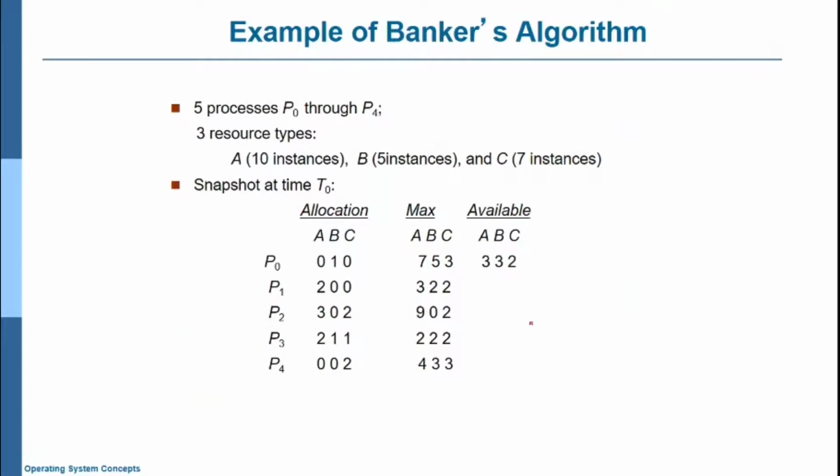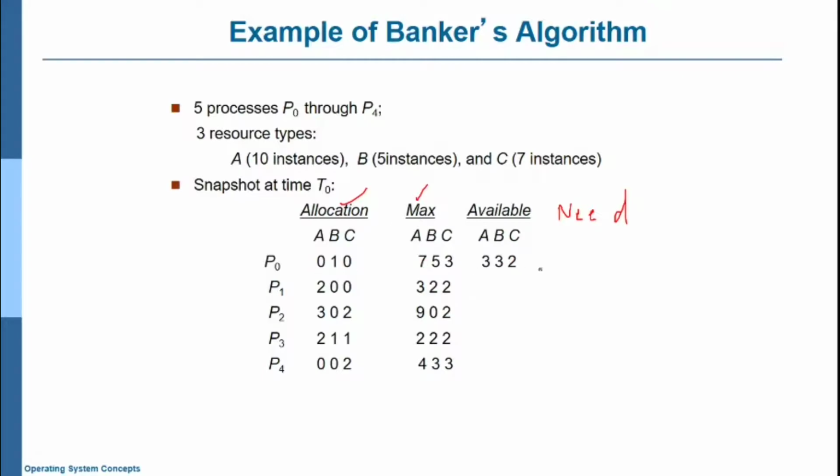And we will consider one more example of Banker's algorithm, that is 5 processes P0 through P4, and 3 resource types: A has 10 instances, B has 5 instances, and C has 7 instances. At the time snapshot T0, this is what is available. First you calculate the need. How are we going to calculate it? Need is equal to maximum minus allocation.